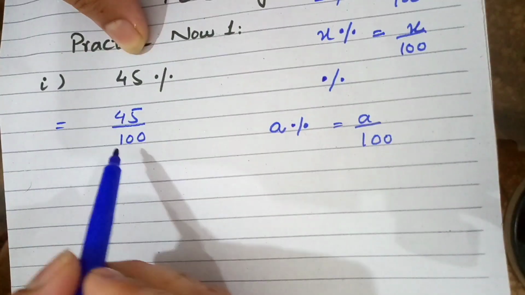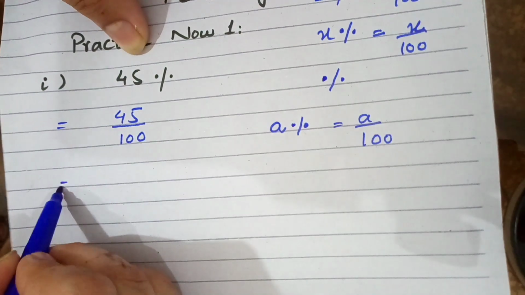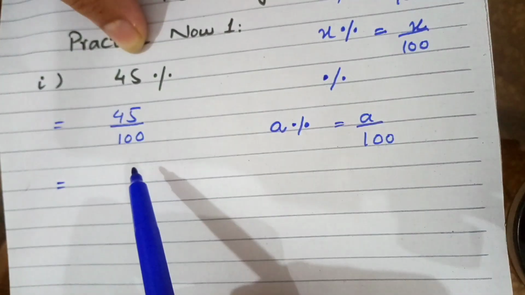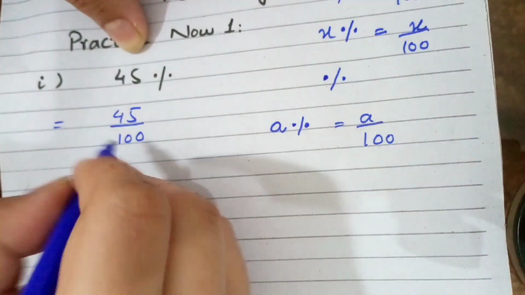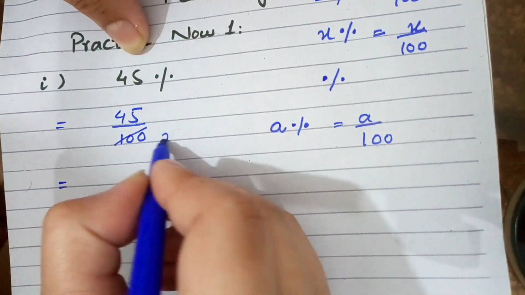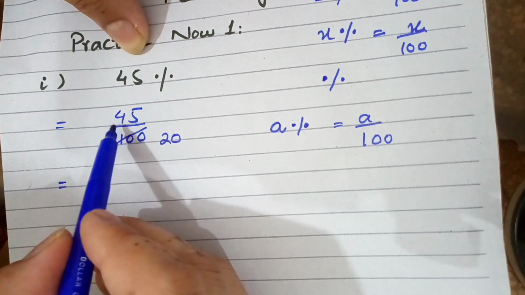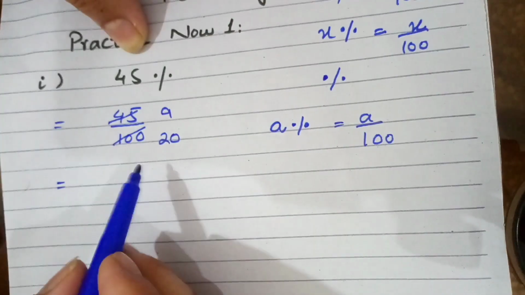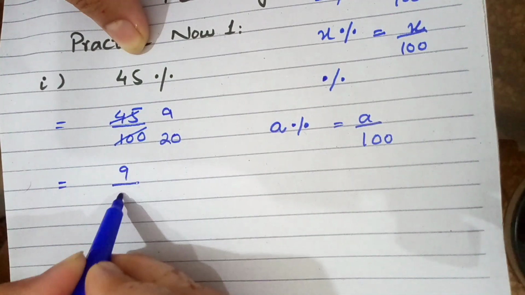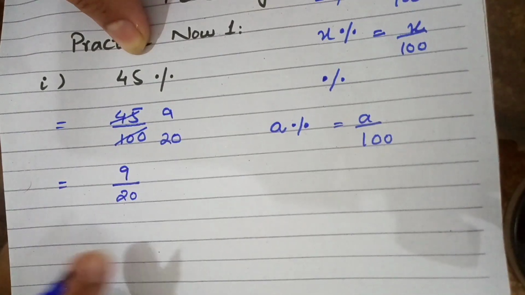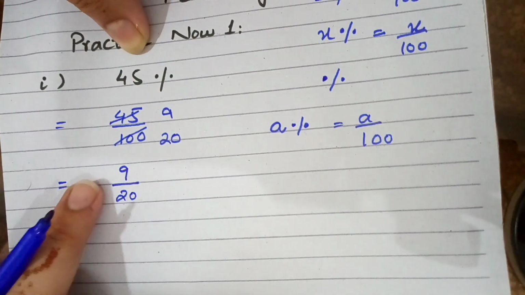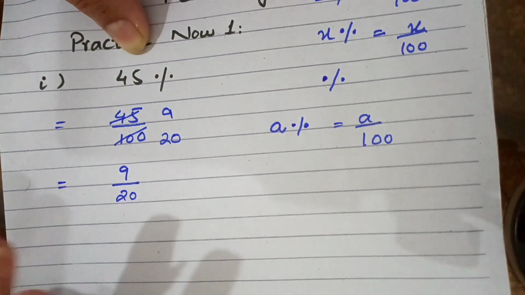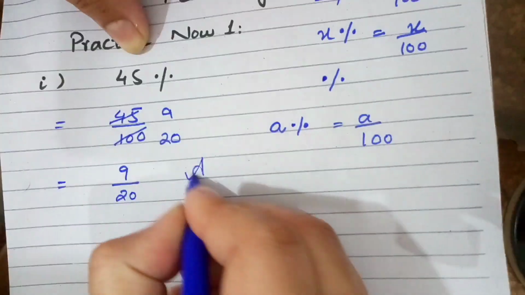Now look at the fraction. If it can be simplified, we will simplify it. Yes, 45 and 100 can be simplified. 5 twos are 10, put this 0 as well, and the next is 45, 5 nines are 45. Now the new fraction that we have is 9 divided by 20. It is simplified, and the numerator is less than the denominator. It is a proper fraction, so there is no need to simplify it anymore. So it is the answer.